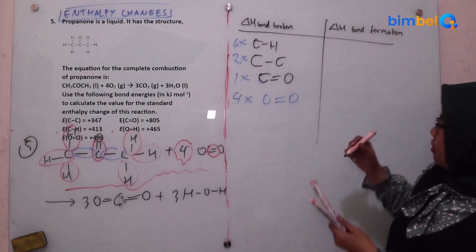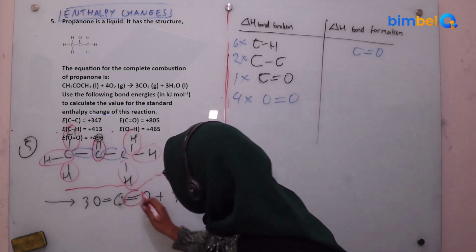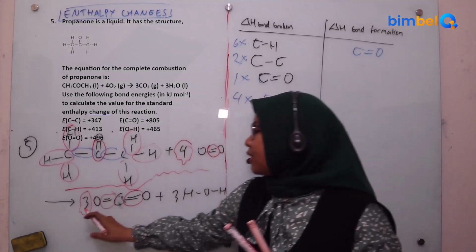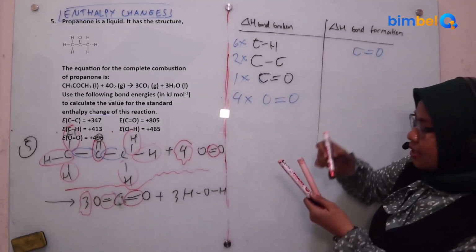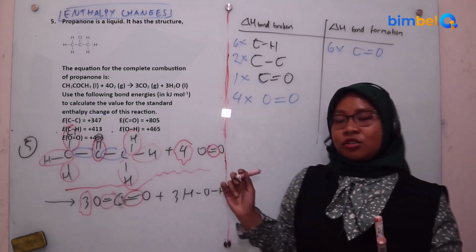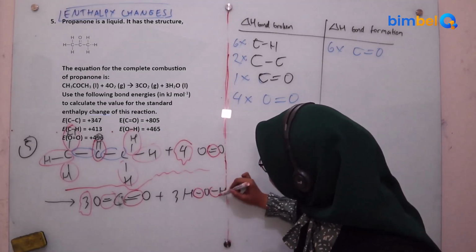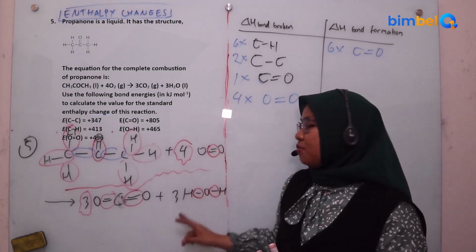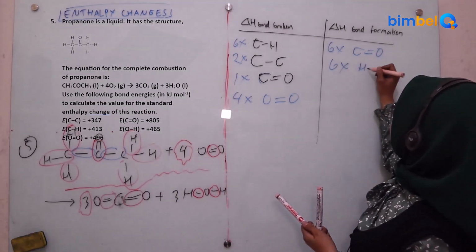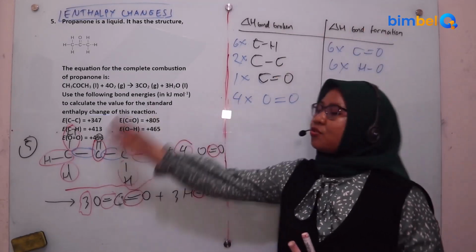So first we have the C=O double bond. How many bonds do we have? 1, 2. But not only 2, because remember this number, we have to multiply 2 by 3, so it's 6 times C=O double bond. And then the last bond we have is the O-H bond, and we have 2 bonds, but with this number, 2 times 3 is 6, so this is 6 times O-H bond. Okay, so now we have identified all the bonds in this reaction.